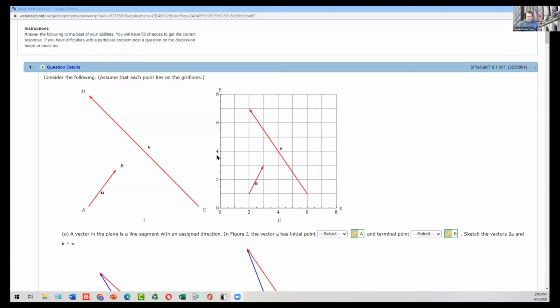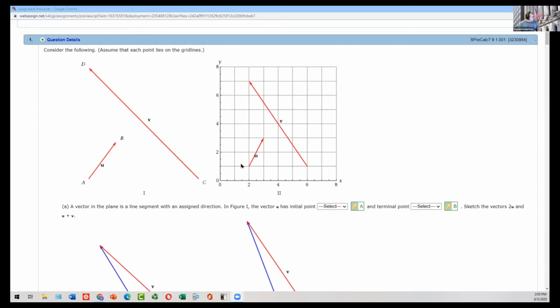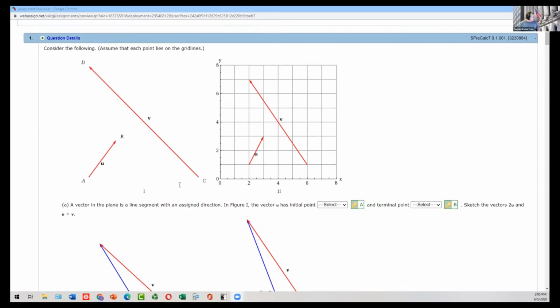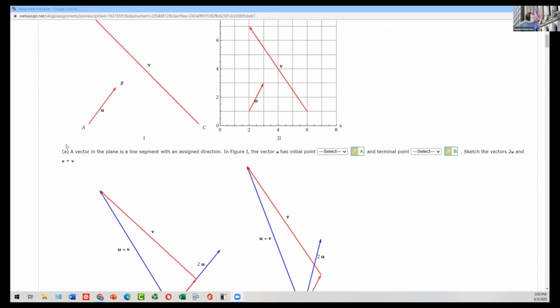There we go. The screen I'm sharing is this one. You're all looking at the question she was talking about, the first one? Yep. Right, now let's see. Consider the following. Assume that each point lies on the grid lines. Well, I'm assuming that they do. You're going to take these two vectors, a vector in the plane being a line segment with an assigned direction. In figure 1, the vector U has an initial point.